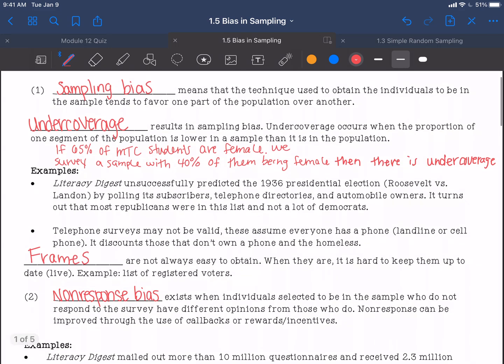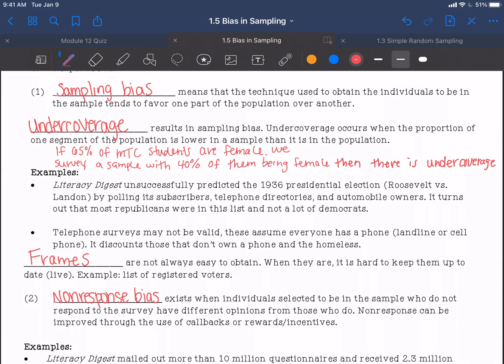Some other examples of that is Literary Digest. They unsuccessfully predicted the winner of the presidential election in 1936, which was Roosevelt versus Landon, because they polled their subscribers, telephone directories, and automobile owners. Well, it turns out that most Republicans were in that list. So, per the survey, it favored Landon, but it was mostly made up of Republicans and not a lot of Democrats that were a part of those lists.